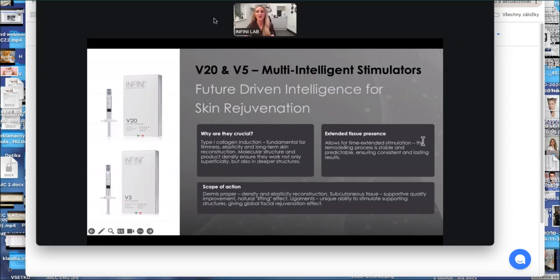Okay, so V20 is not replacing V5, and they're not competing together. They support each other. It gives a perfect stage for V5, and it's a fantastic combination, especially for patients with a lot of deformity of the tissue when we want to rebuild quickly. It's amazing for fat pad stimulation, and also for ligaments we can use it. I would use that, for example, for the younger patients.